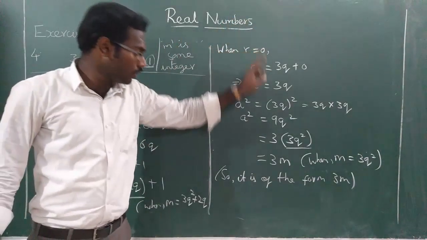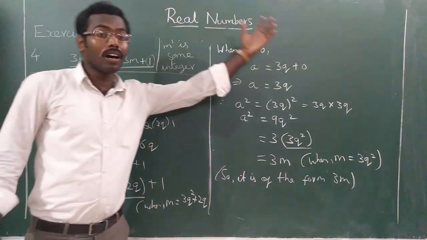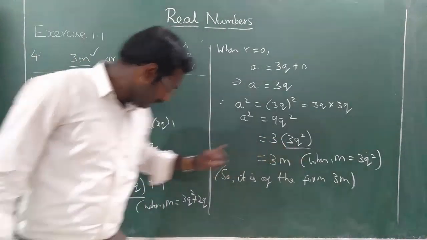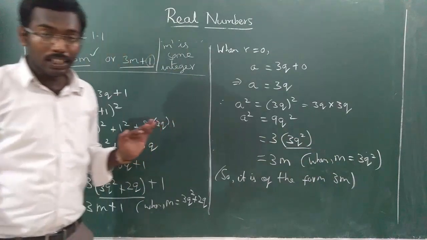Now r is equal to 0. Prove. R is equal to 1. Prove. Similarly, we have to prove for r is equal to 2. Understood? Again I say, the m value need not always be the same, because it should be of the form 3m. Okay, so it should be like that.